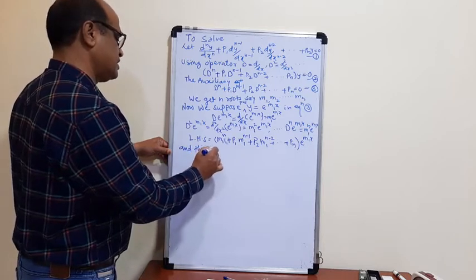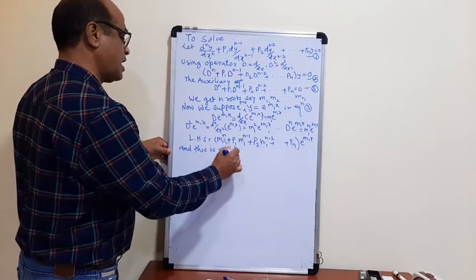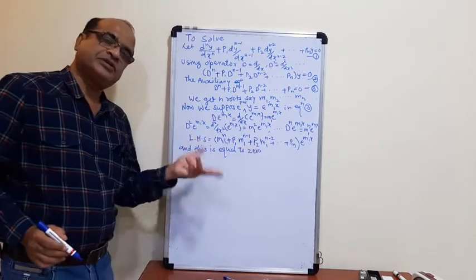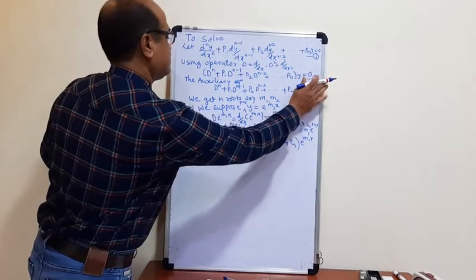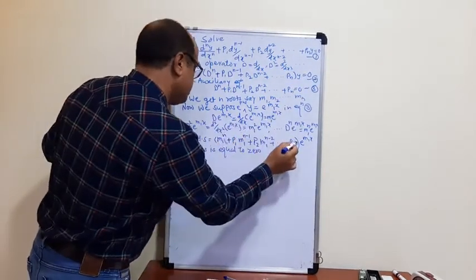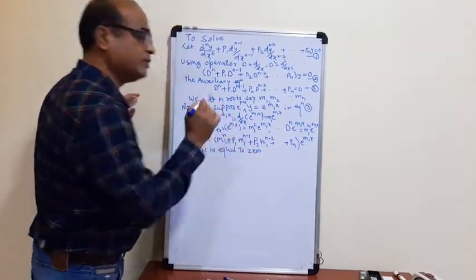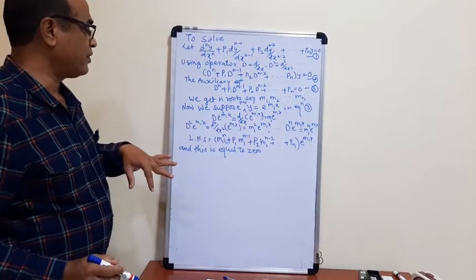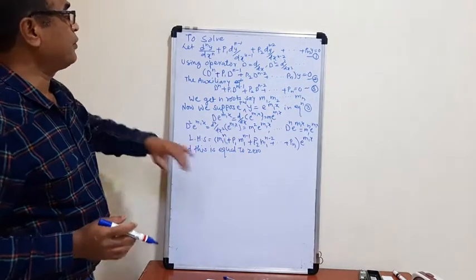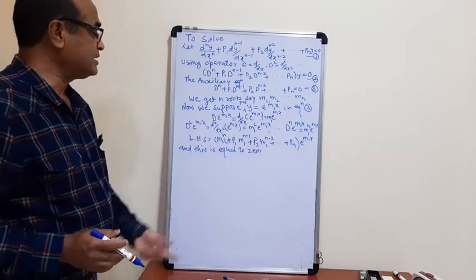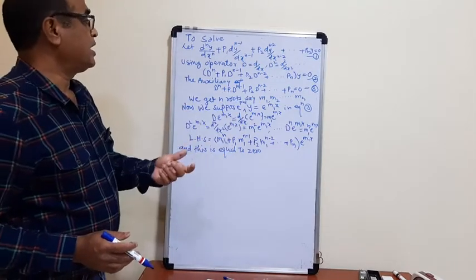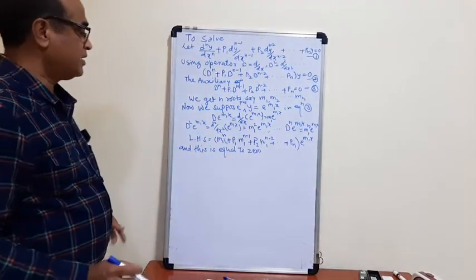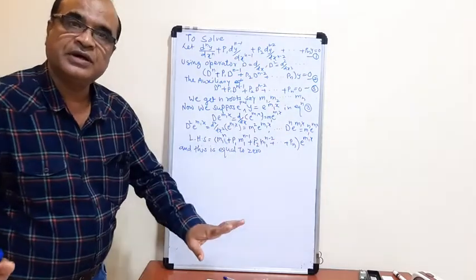Why is it equal to 0? Because if we suppose m1 is a root of that equation, then that root m1 satisfies this equation. Therefore, this is equal to 0 here.